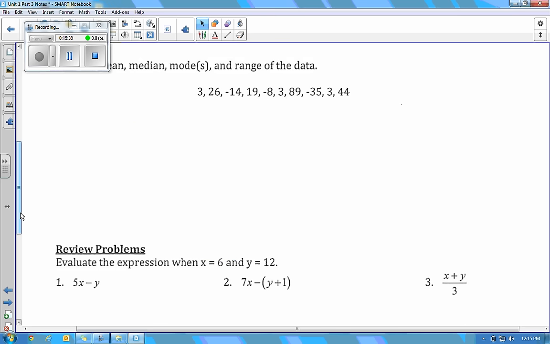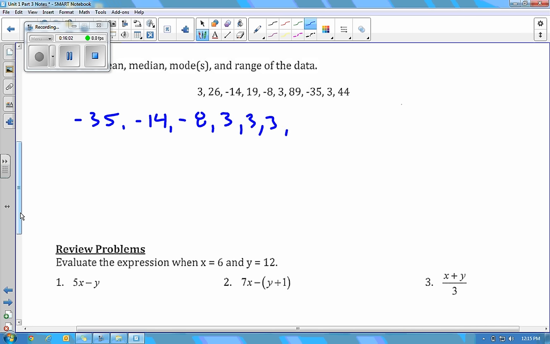Now, I erased all that to give me room to do the median. Okay? So the first thing you want to do when you're doing the median is to put all the numbers in order from least to greatest. So I have negative 35, and then negative 14, and then negative 8. I have 3, 3. I have 19, 26, 44, 89. Now, when I did all of these mean, median, mode, range, the first thing I do is put it in order from least to greatest. You might want to do that as well.